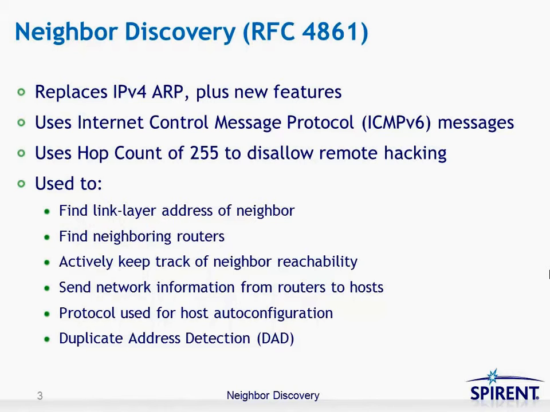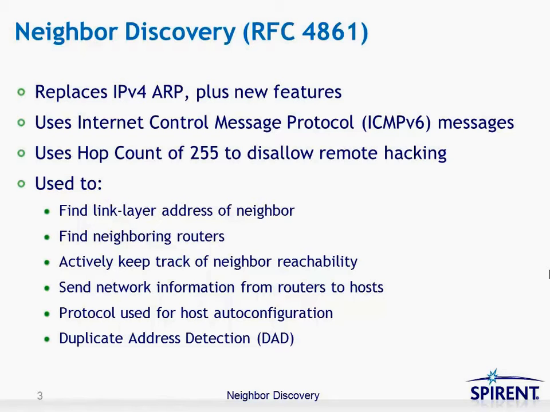So what is neighbor discovery? Well, neighbor discovery is defined by RFC 4861. It's a protocol that replaces IPv4's ARP, or Address Resolution Protocol, plus it adds many new features. It uses the ICMP version 6 messages, as described in the previous topic, as its basis for its protocol exchange.